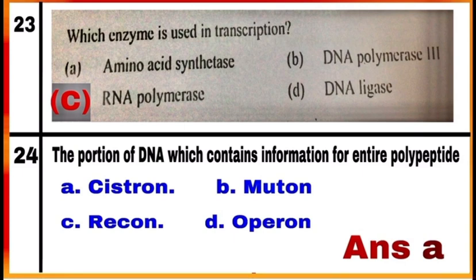Question 23. Which enzyme is used in transcription? RNA polymerase enzyme is used in transcription. So here the correct answer is option C, mark C. Question 24. The portion of DNA which contains information for an entire polypeptide is called? It is the cistron, which contains information for the entire polypeptide. So here mark A as the correct answer.